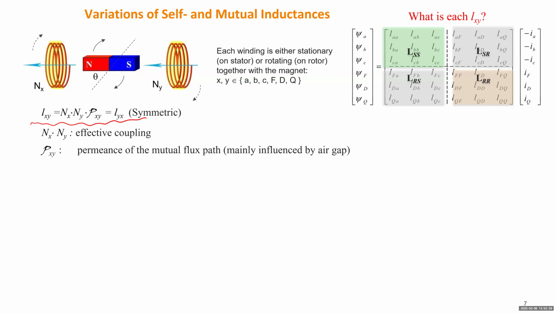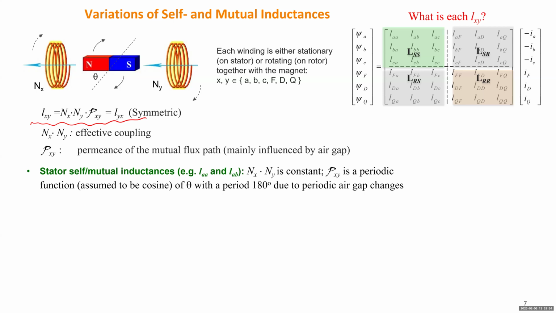If the path connecting the two windings is completely magnetic material, the permeance is very large. But if there is a huge air gap between the two windings, or it's completely air, the permeance will be small. So basically, permeance changes with the air gap. The bigger the air gap, the smaller the permeance.